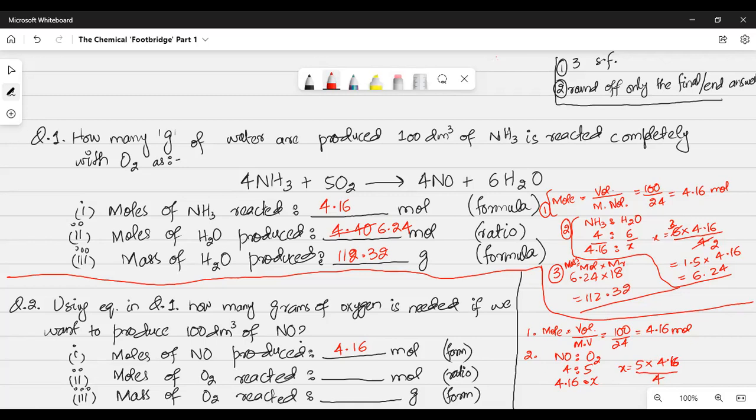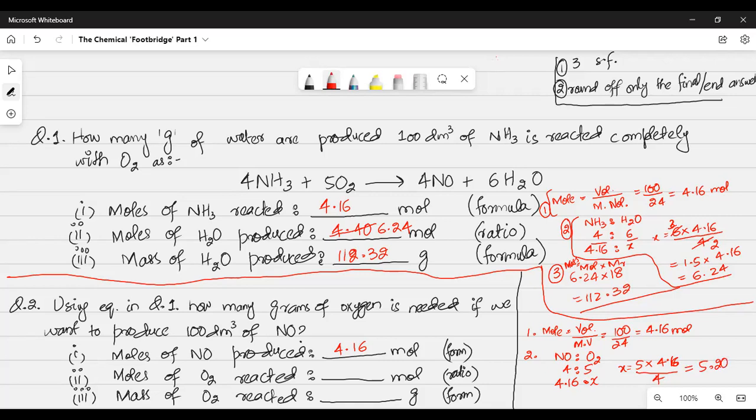Since we have the value for NO, it would be on the left. Since what we need to find out is oxygen, oxygen is going to be on the right. The value of NO in the equation is 4, and the value of O2 in the equation is 5. The previous answer calculates the number of moles of NO to be 4.16, and X is what we need to find out. O2 is what we need to find out. That's why it's X. So X is equal to 5 into 4.16 over 4. I think now we are right, and the answer in this way is 5.2.